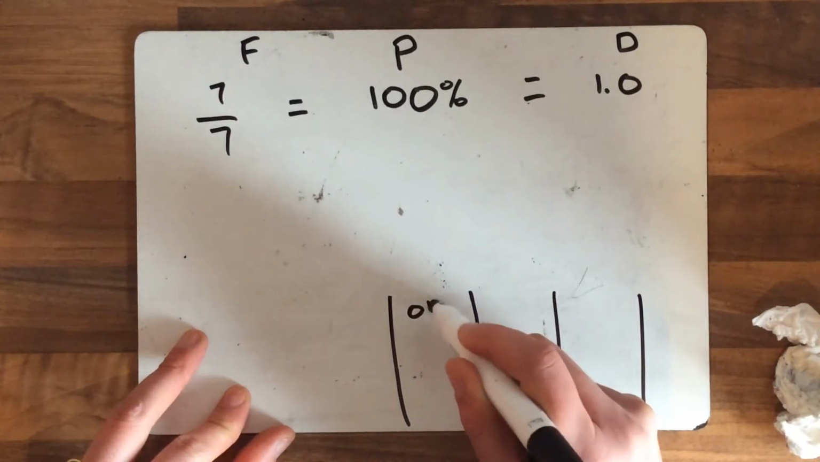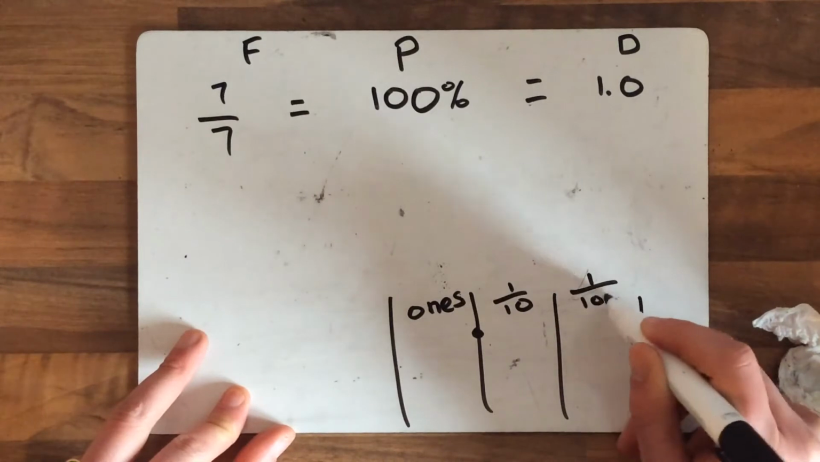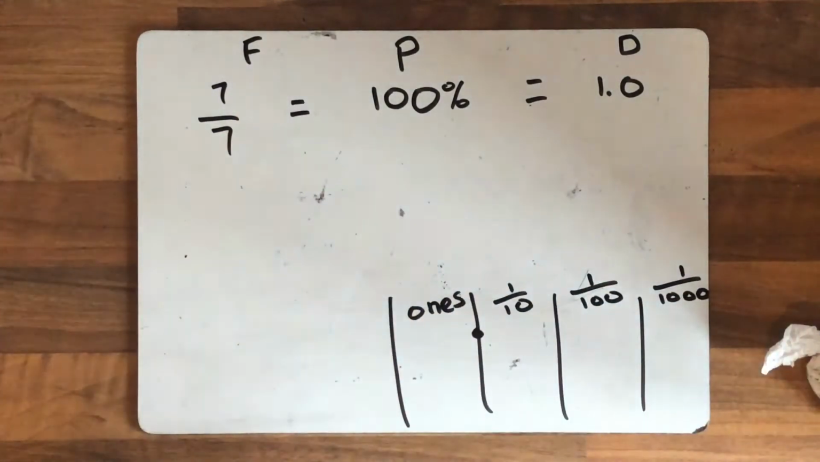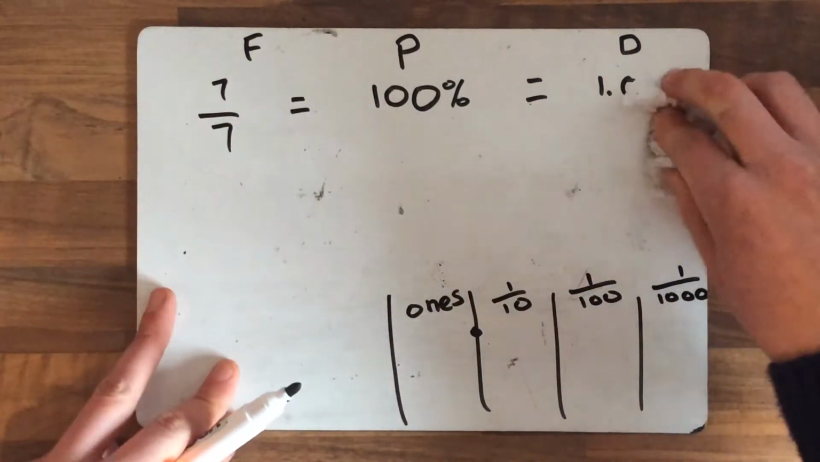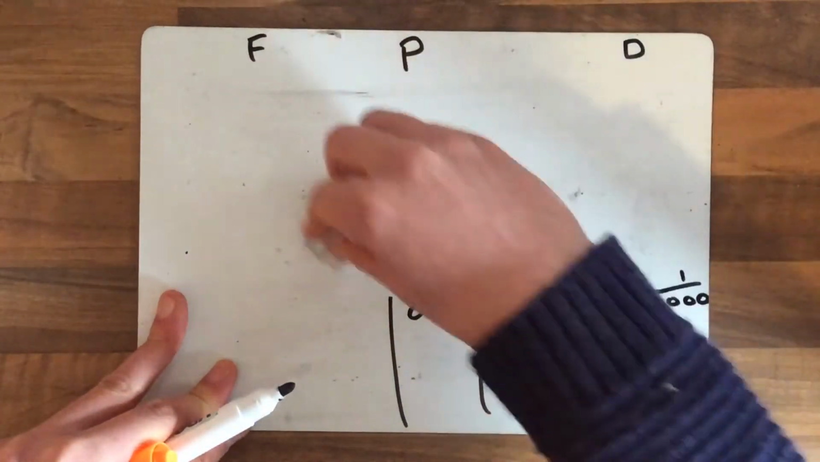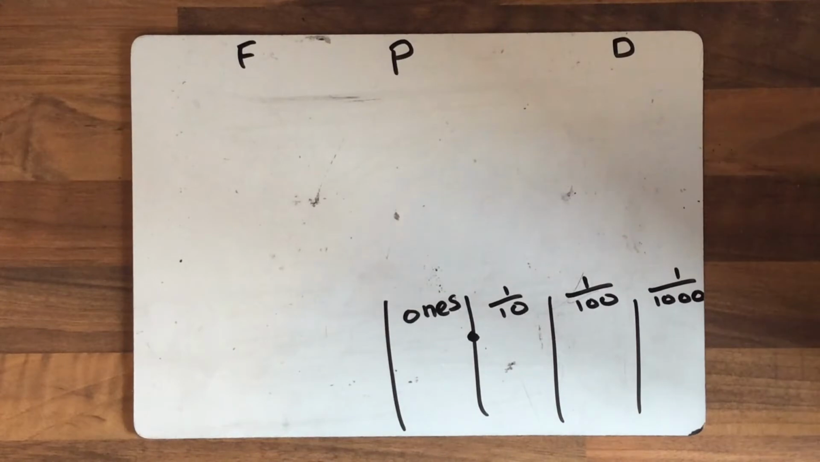with the ones column, the tenths, hundredths, thousandths. Okay, so this is something that we'll be using again today, but today we're looking at ordering our fractions, decimals and percentages to see, if we were to compare 2 or 3, which one is larger. And like I said, it is a useful skill to be able to do.